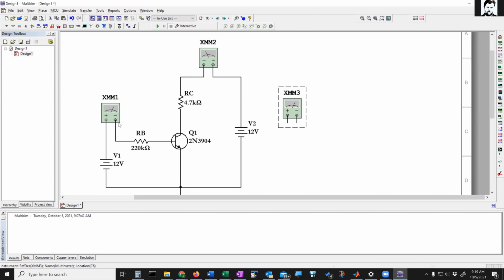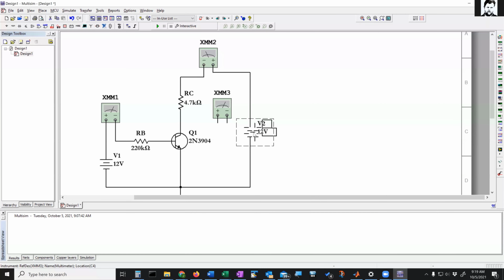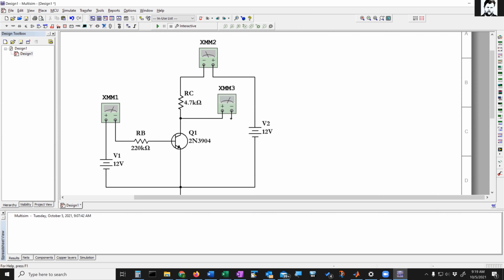So this one will measure collector current. This one will measure base current. Now I want to measure collector emitter voltage. So I'm going to put another meter, I squeeze it in there. Okay.